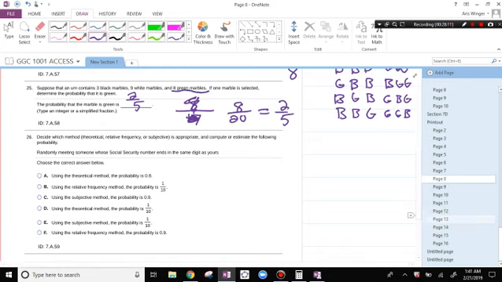Decide which method, theoretical, relative frequency, or subjective, is appropriate and compute or estimate the following probability. Randomly meeting someone whose social security number ends in the same digit as yours. So you have yours, and now there are 10 possibilities, and it needs to match your one way, right? So we're going to do the theoretical probability: it's 1 out of 10. It simply needs to match yours.